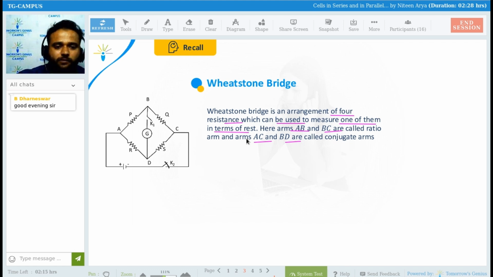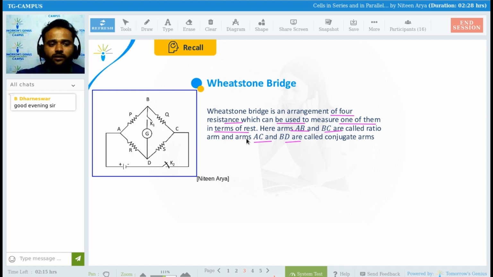In the Wheatstone bridge, in the combination of resistances, you can directly say that if the ratio P by Q equals R by S, then the resistance or instrument in between these two points is going to carry zero current, and that is going to be neglected or removed in finding the complex current, the net resistance of the combination of resistances. Clear?